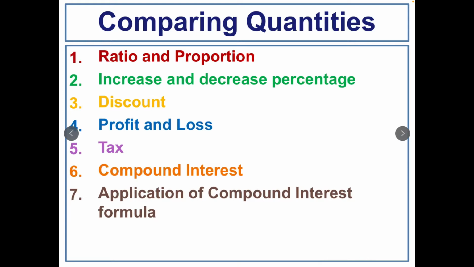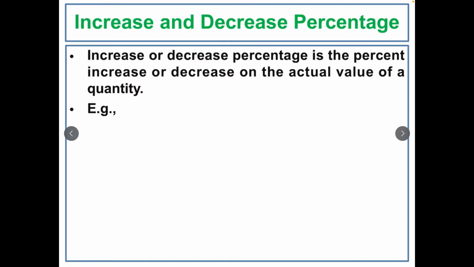The chapter comparing quantities is divided into a total of 7 subtopics, out of which we have already covered the first subtopic in the previous session. Today we are going to study increase and decrease percentage, discount, profit and loss, and tax. So these 4 topics will be covered in this session. Let's start with the first one, which is increase and decrease percentage.